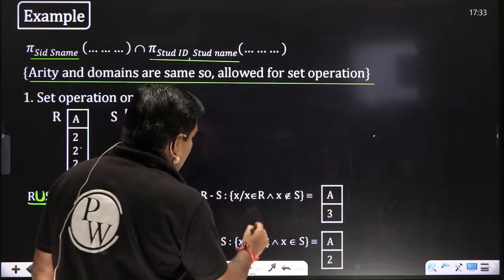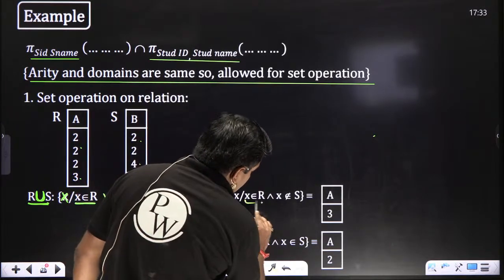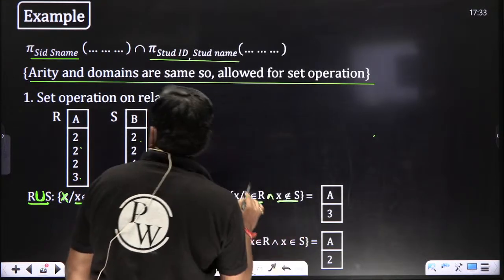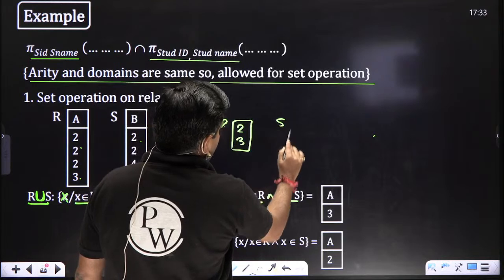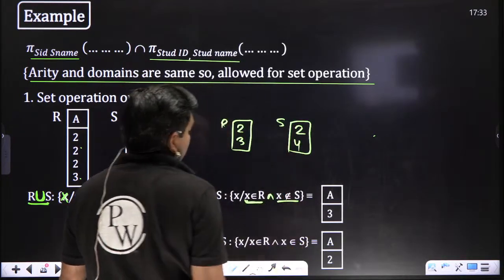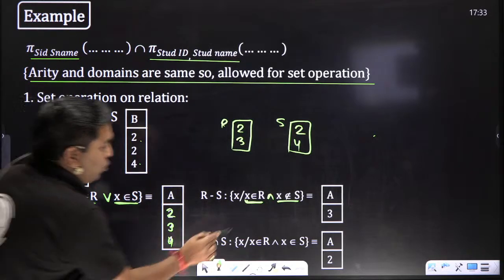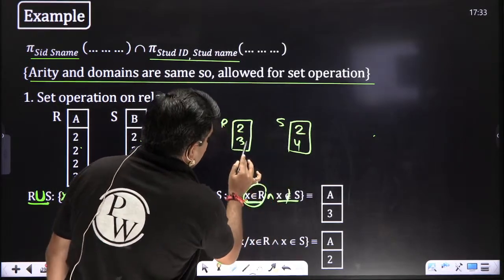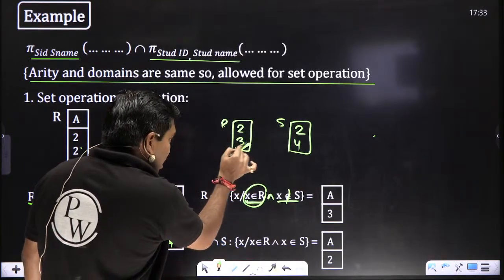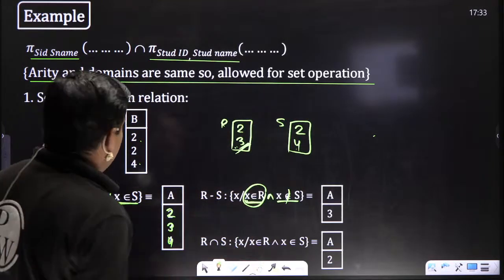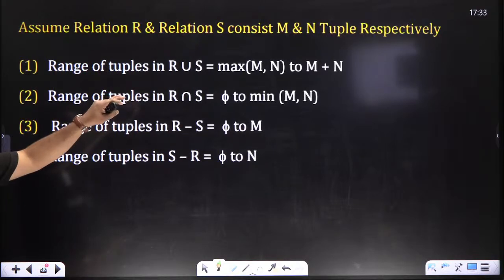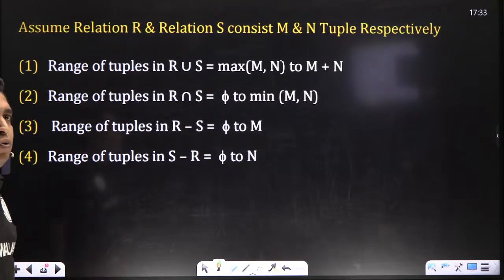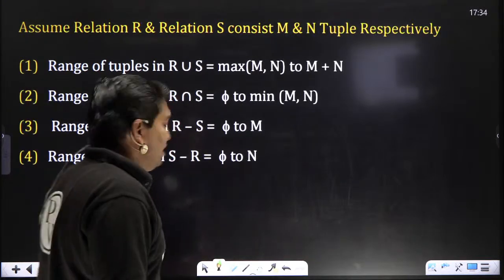Clear everyone? R minus S: those values which are present in R but do not belong to S. In R we have 2 3, in S we have 2 4. Which value belongs to R but not to S? 3. 3 belongs to R but not to S. Intersection: what is common? 2 is common. Now you have to read these things. I stop here. Next class I will start from here. Okay, everyone crystal clear?